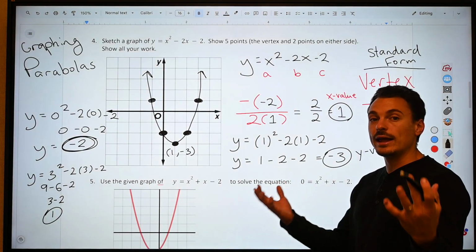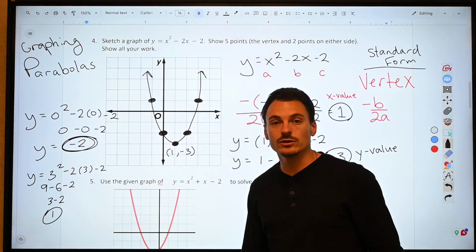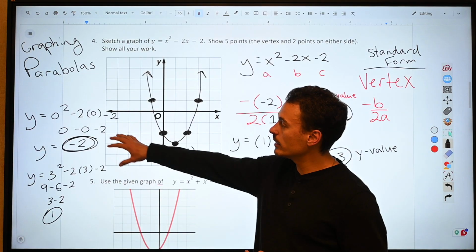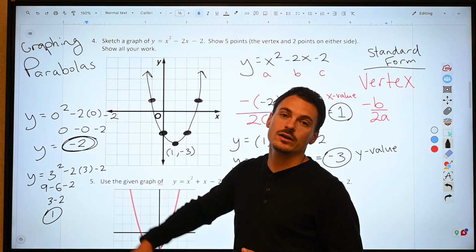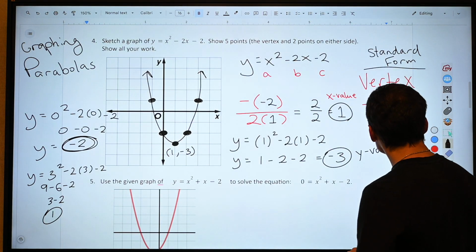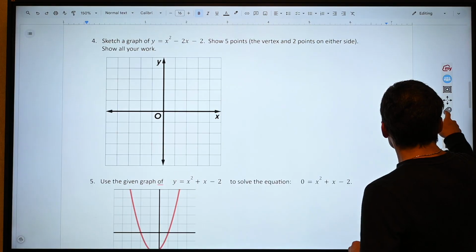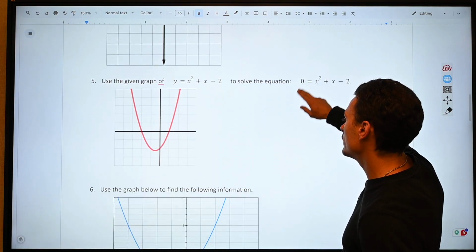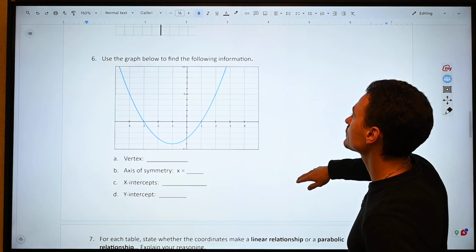Obviously your answer is the correct graph. So you don't have to plug in points, but if that's the only way you know how to do it, then that's the way you got to do it on the test for now. I'll come back to that later.